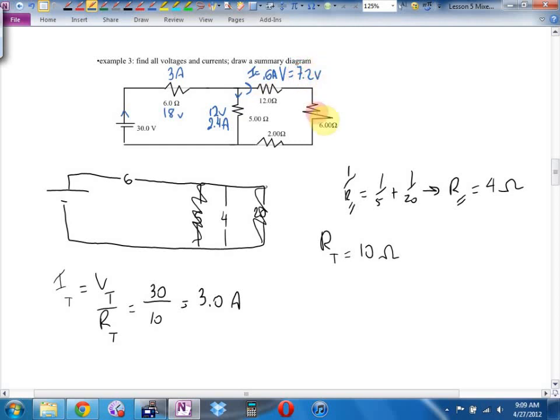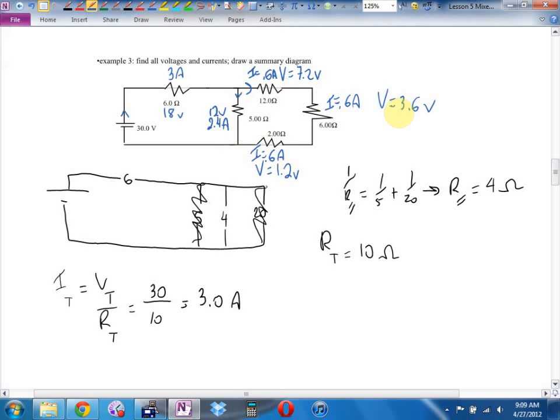How many amps of this guy? 0.6 amps. What's the voltage in that guy? 3.6 volts. How many amps in this guy? Still 0.6 amps. What's the voltage in this guy? 1.2 volts. By the way, what should all three of these hills have? What do they have to add to in terms of a voltage? Got to add to 12. Double check. Do they? There's your built-in error check, by the way. Do they add to 12?